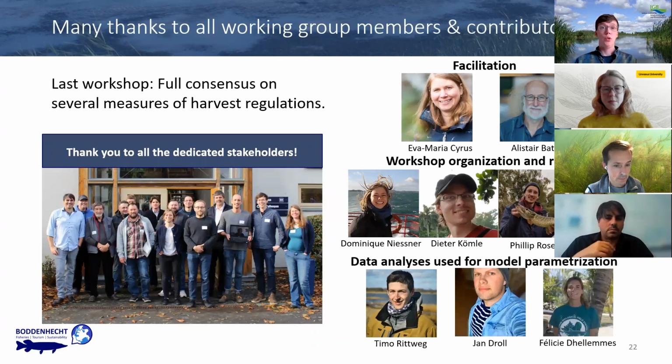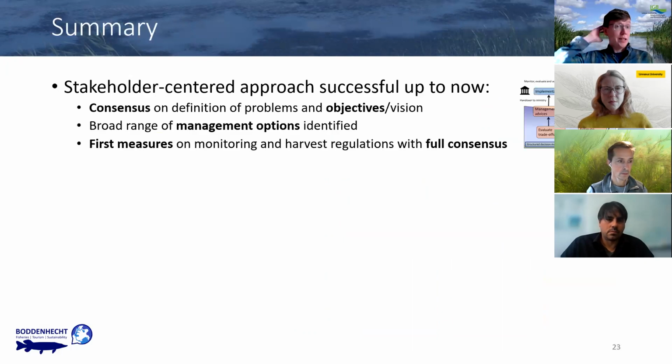Okay, and with that, I want to thank all the working group members and the contributors. And I have to say that we were successful. We had full consensus on several measures of harvest regulations. And as a summary, this stakeholder-centered approach was successful up to now for us. So we had consensus on definitions of problems and objectives. So we had really a common vision. We identified a broad range of management options, and the current state is that we have full consensus on first measures on monitoring and harvest regulations.